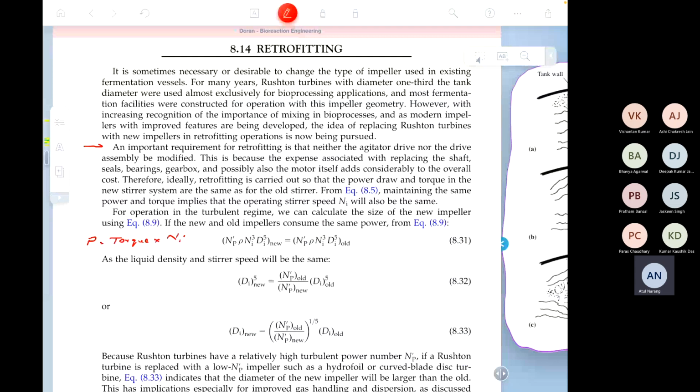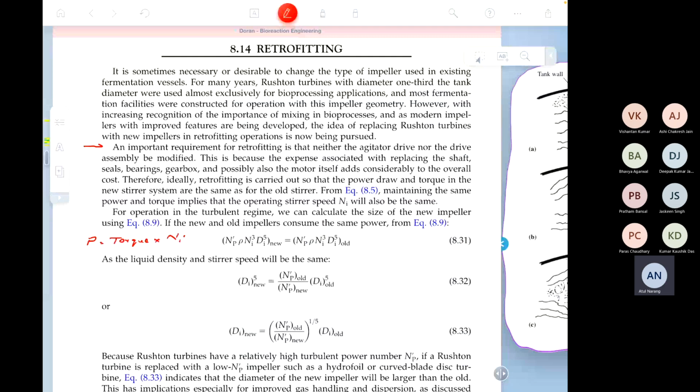So, this is a key point here. Now, the next statement basically says that if you keep the power and the torque the same, then the impeller speed has to be the same. So, she's using the same equation. You go back to equation 8.5, you will see it's exactly the equation that I've given to you, that the power is proportional to the torque multiplied by the angular speed. So from equation 8.5, maintaining the same power and torque implies that the operating stirrer speed N sub I will also be the same for the old system and the new system.